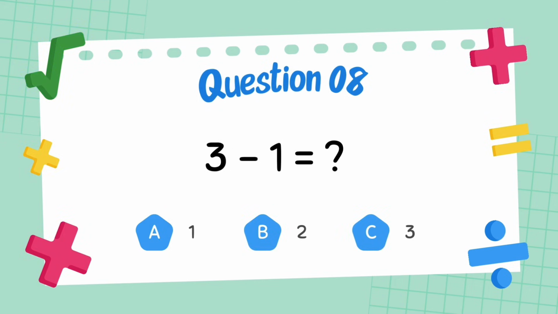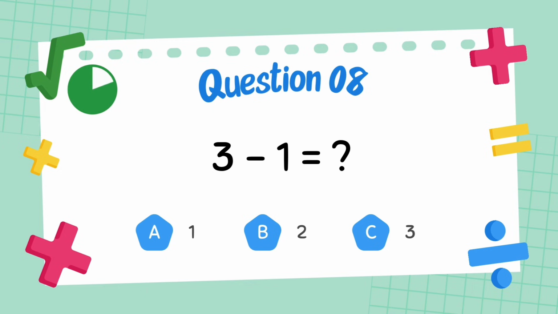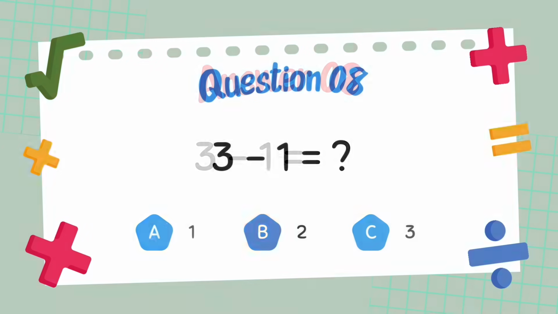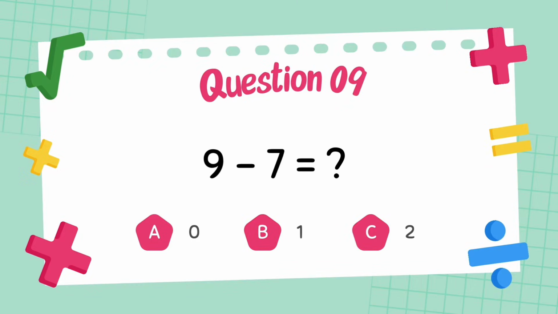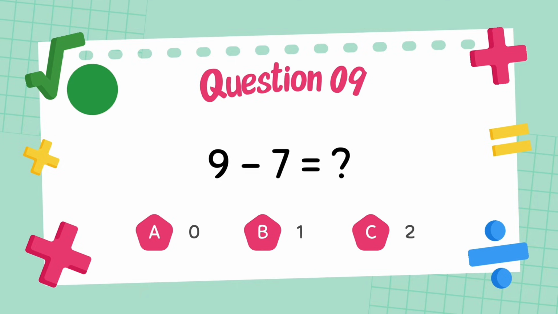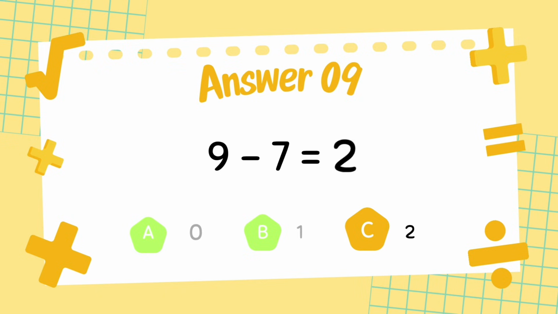What is 3 minus 1? The answer is 2. What is 9 minus 7? The answer is 2.